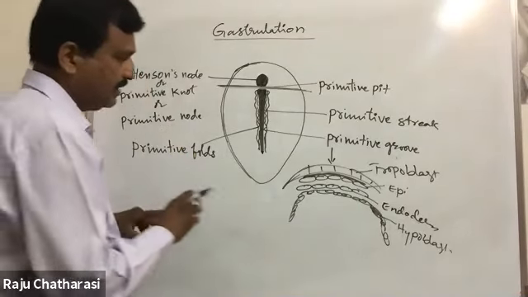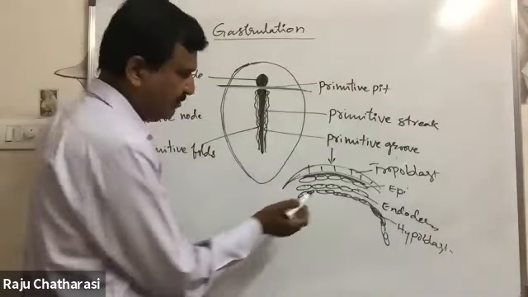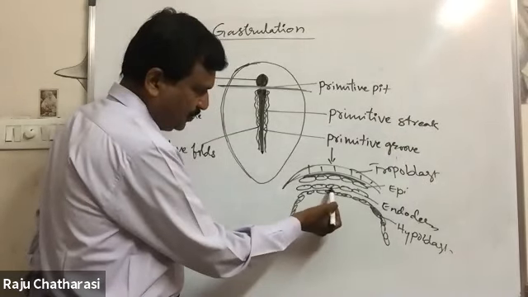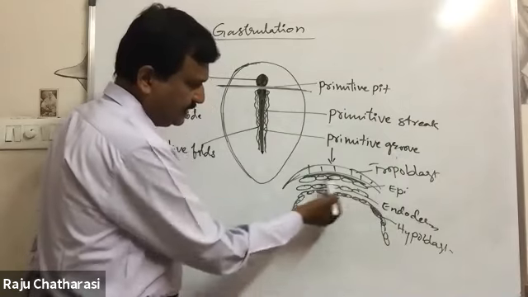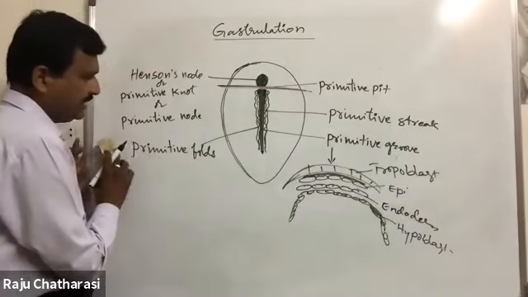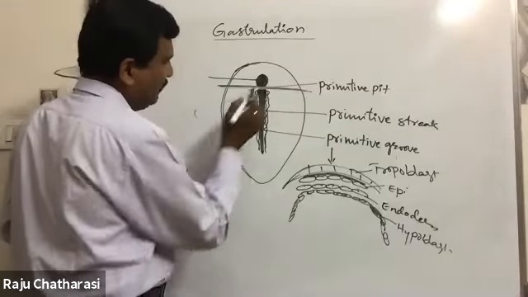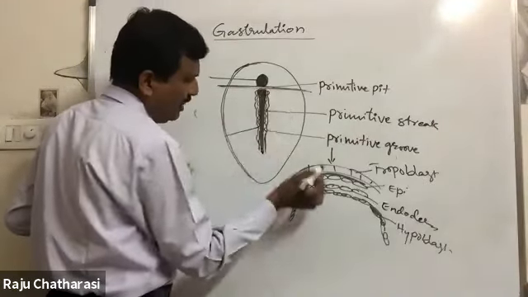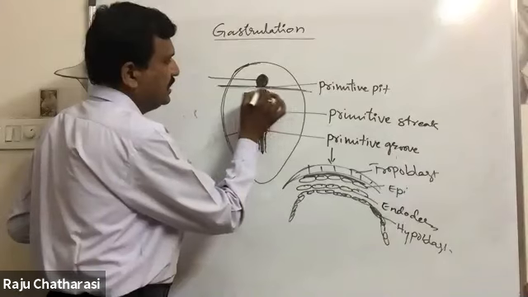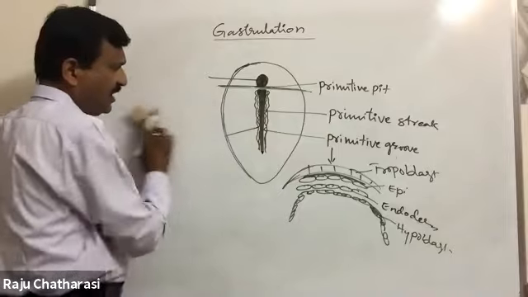Before this, the separation of these layers is called delamination: separation of the endoderm from the epiblast, which pushes down the hypoblast. This entire process is called delamination. Please remember. Next, let us see the formation of the trilaminar embryo, where all these changes take place in this region. Whatever we discuss about the further changes of the embryo takes place in this region only. Please keep it in your mind.